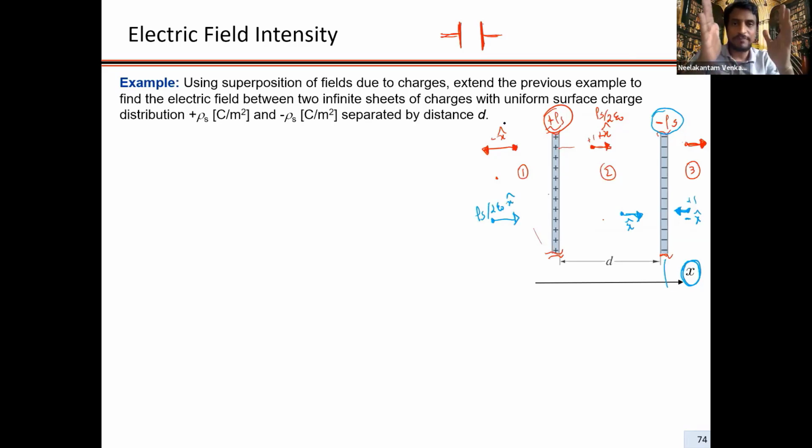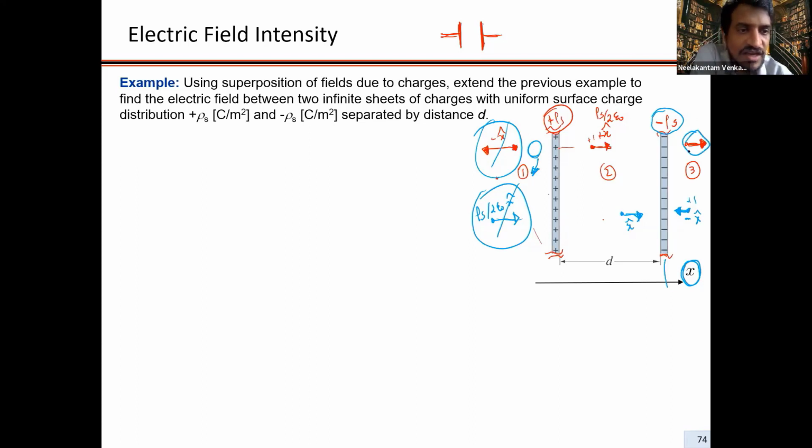Now, when I bring in both the plates together, an interesting thing happens, right? This one cancels off with this one. The plus and the minus cancel each other. So what you end up having in region 1 is zero electric field. Similarly, this one will cancel this one off, and you end up having 0 in region 3.